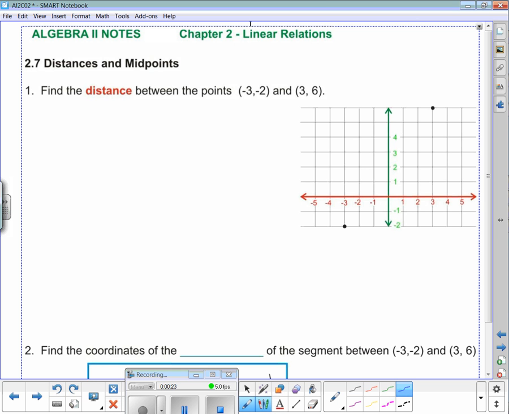So I'm just going to take my blue here. I'm just going to draw a line between them. Right? I mean, that's what we want. We want that distance. And we'll call it D.